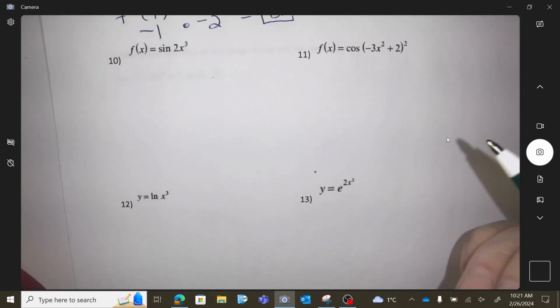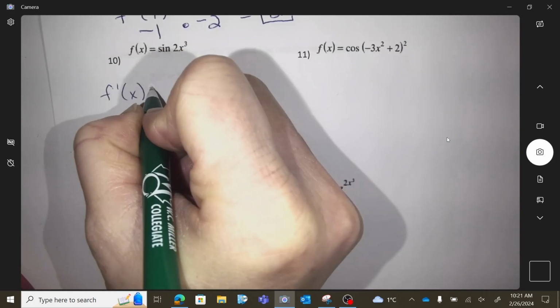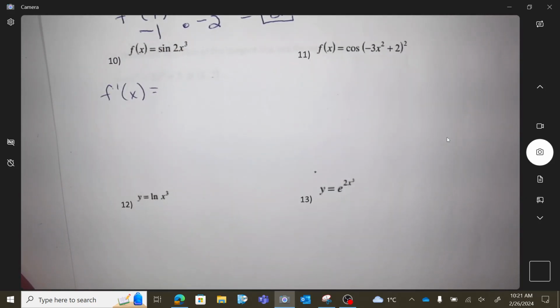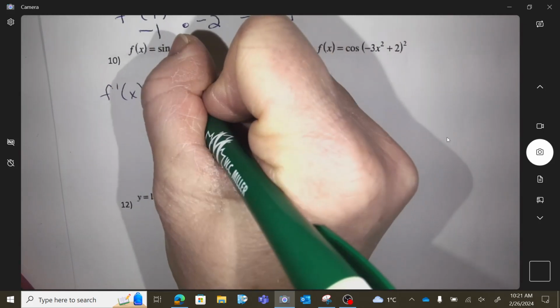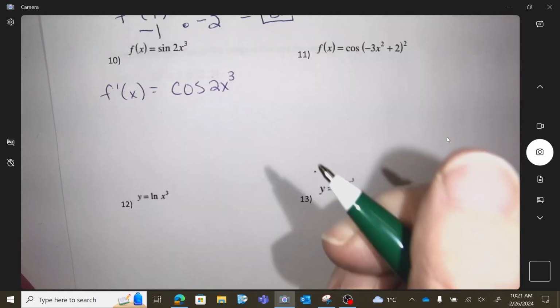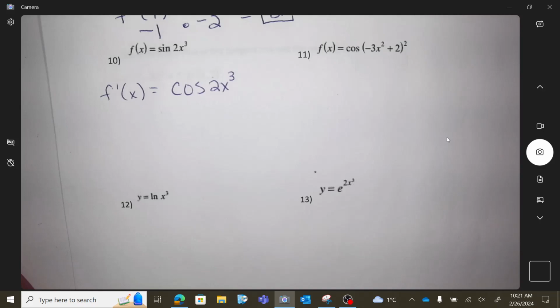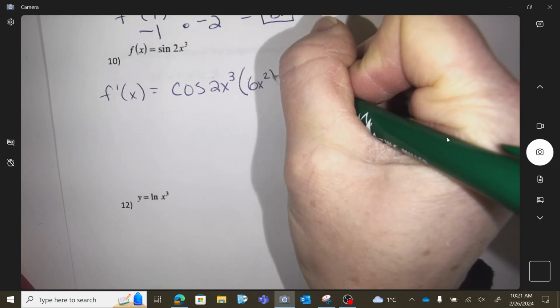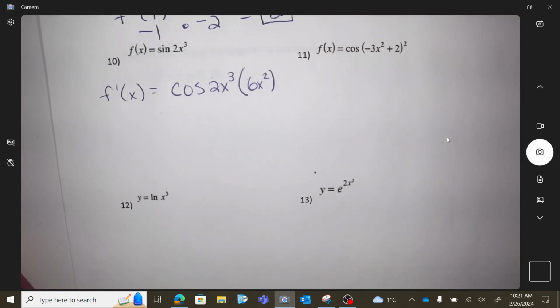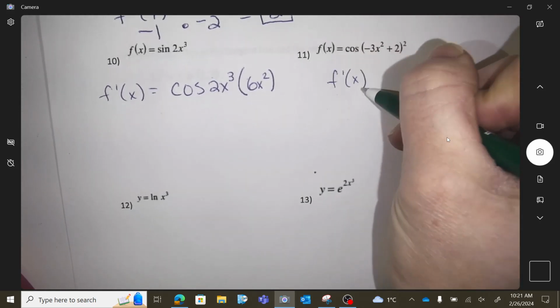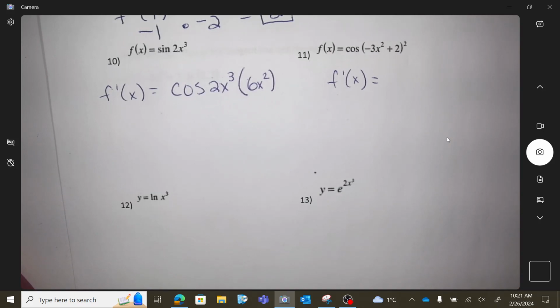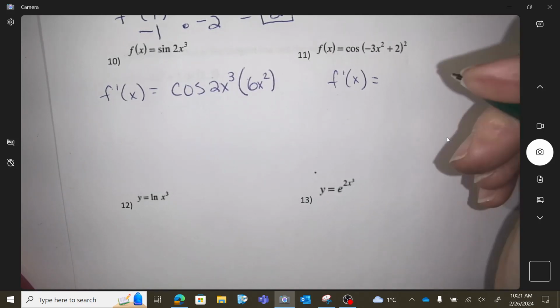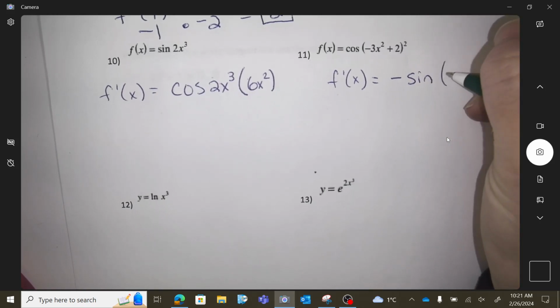Okay, trig stuff. A couple trig questions. What is the derivative of a sine function? So we do the cos of it. Cos of the stuff, and then we always attach the derivative of the stuff. Okay, so what's the rule with the cos? Negative sin of the stuff.